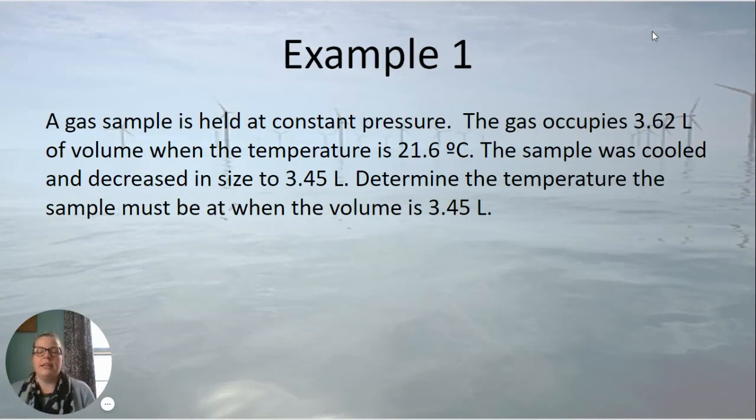Okay, so the first example is a gas sample is held at constant pressure. Gas occupies 3.62 liters of volume when the temperature is 21.6 degrees Celsius. Remember, temperatures have to be in Kelvin. The sample was cooled and decreased in size to 3.45 liters. Determine the temperature the sample must be at when the volume is 3.45 liters. So that's the first one.